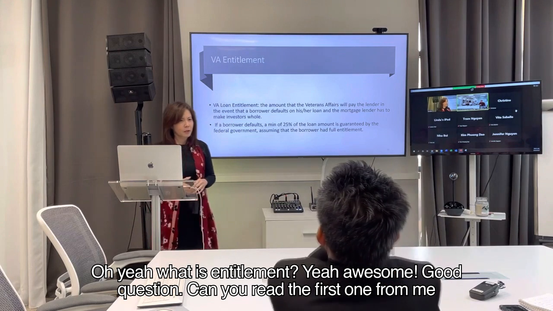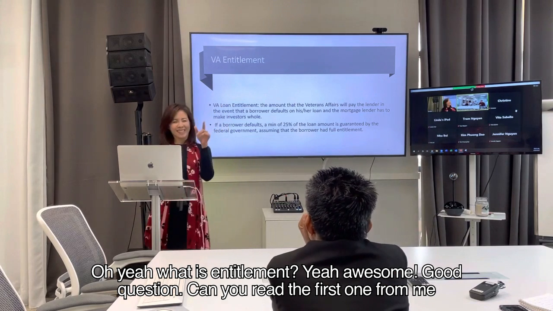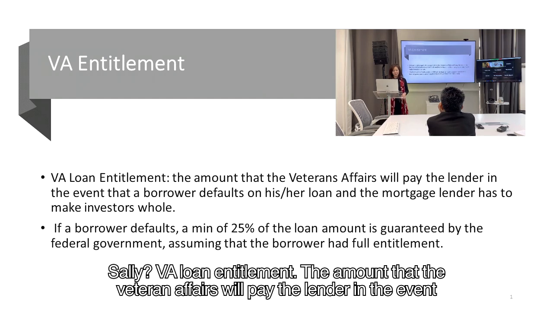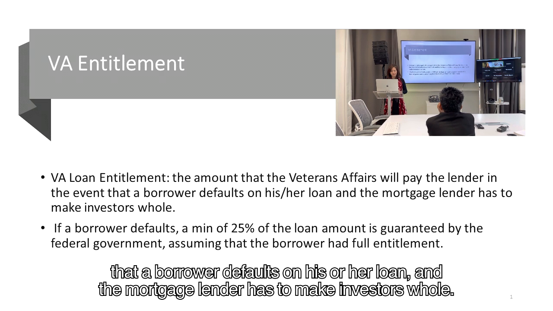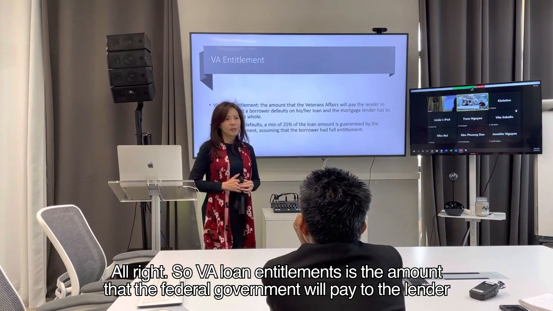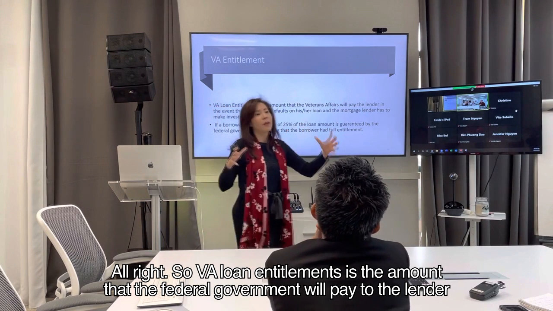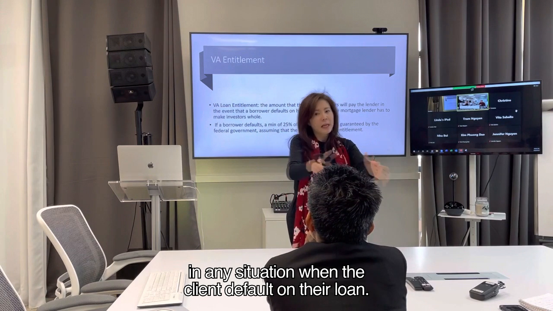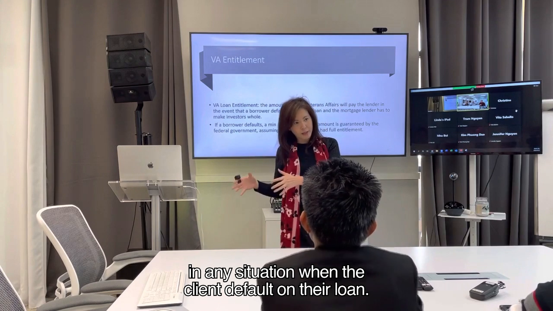So what is entitlement? Can you read the first one for me, Sally? VA loan entitlement: the amount that the Veterans Affairs will pay the lender in the event that a borrower defaults on his or her loan, and the mortgage lender has to make investors whole. Alright. So VA loan entitlement is the amount that the federal government will pay to the lender in any situation when the client defaults on the loan.